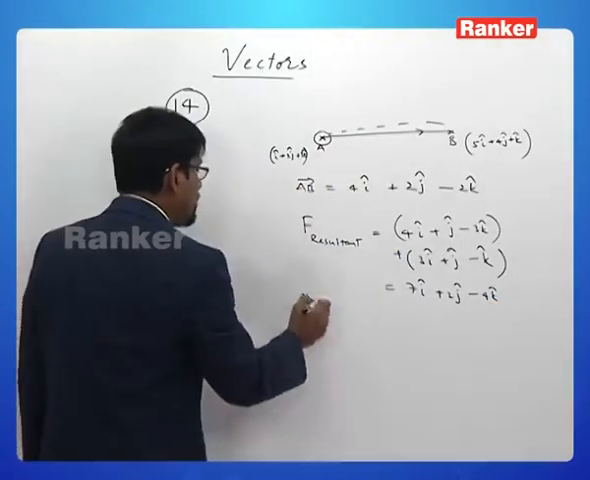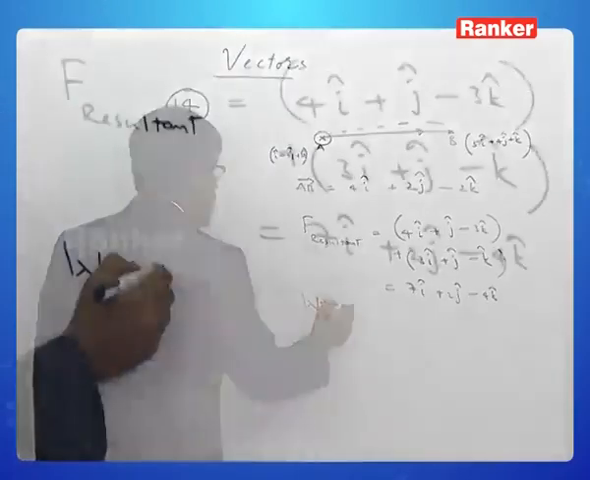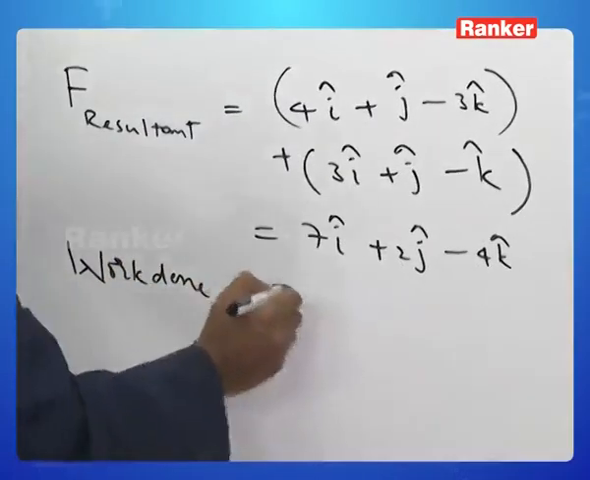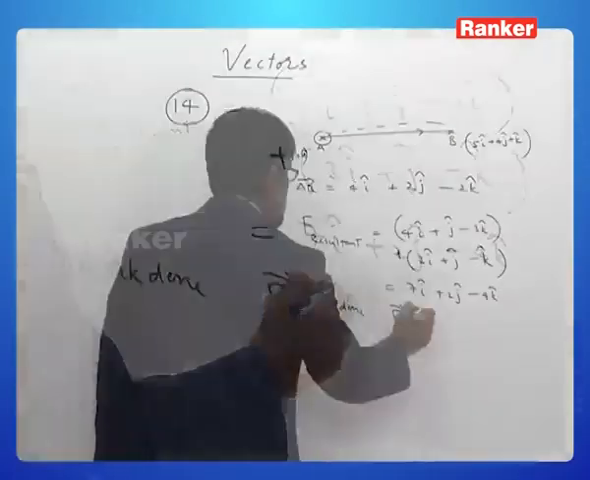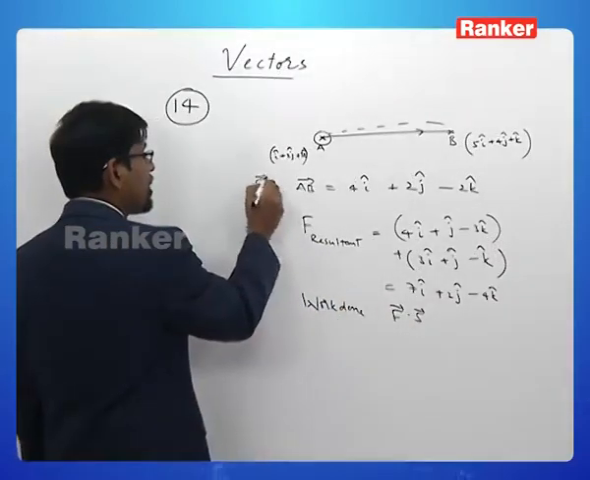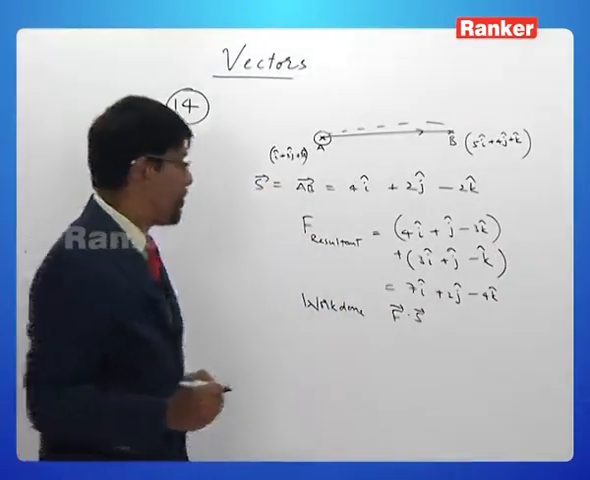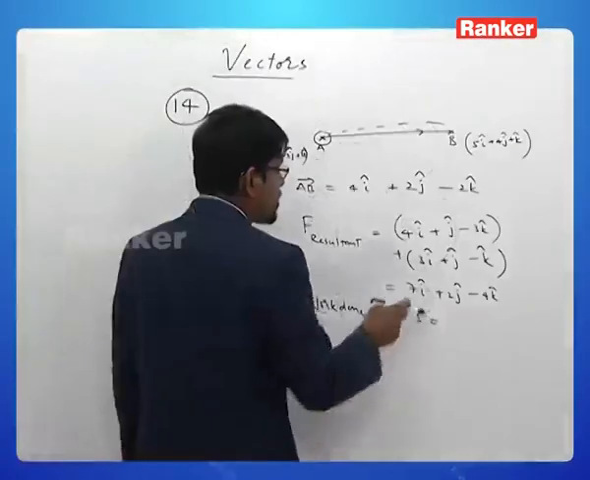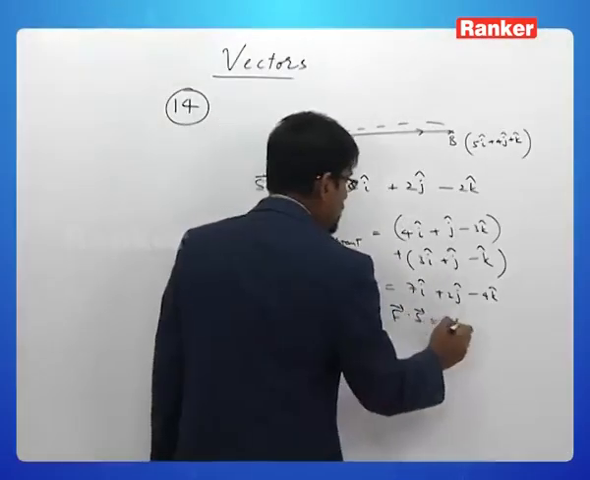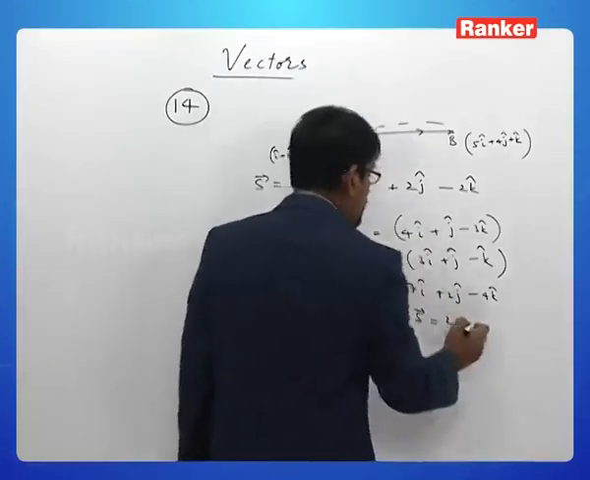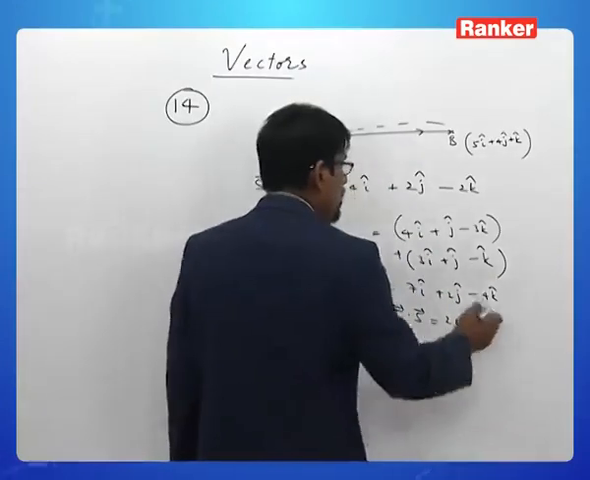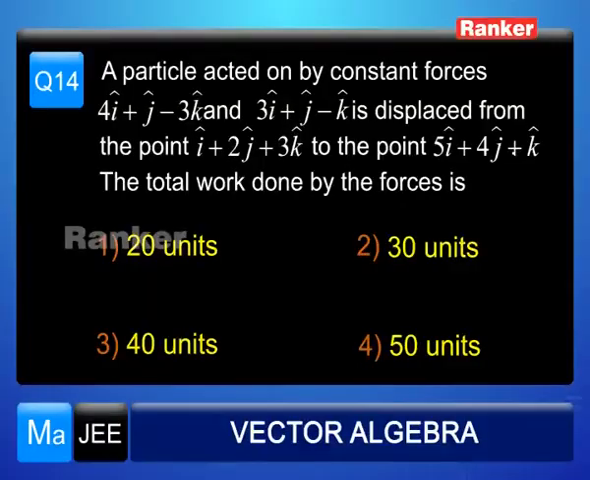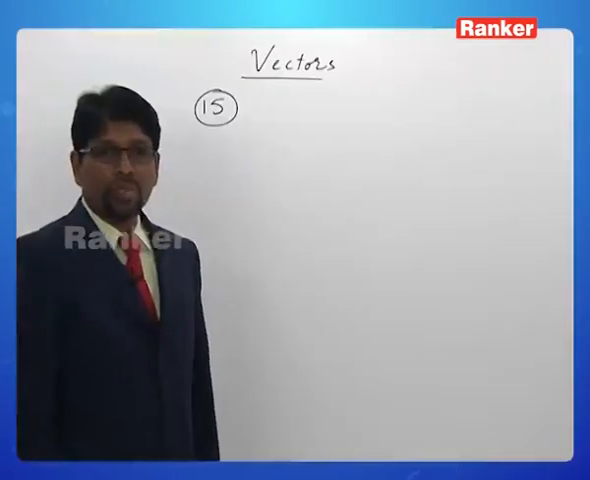The work done is given by F dot S. What is that S? That is the displacement vector. So let's take the dot product of these two. 7 into 4, 28. 28 plus 4, 32. 32 plus 8, that is 40. So 40 units. Let's move on to the next question.